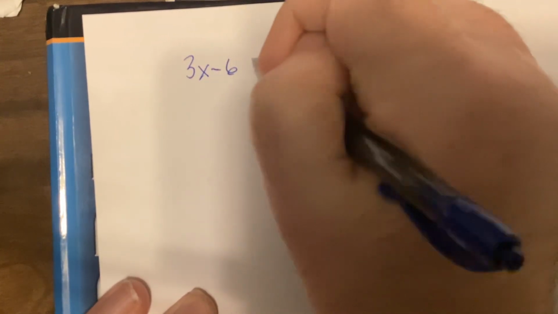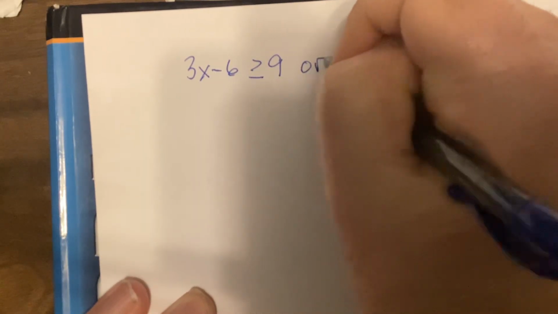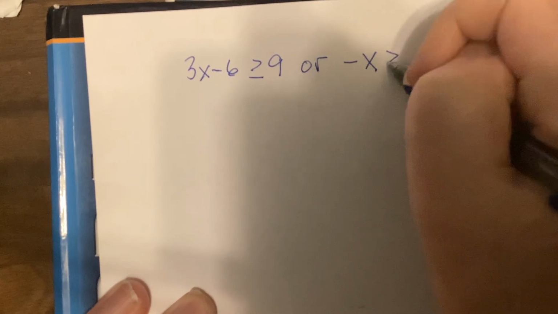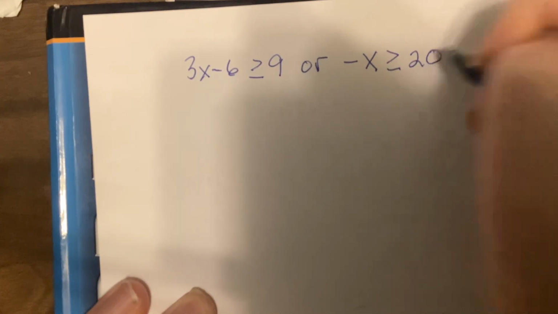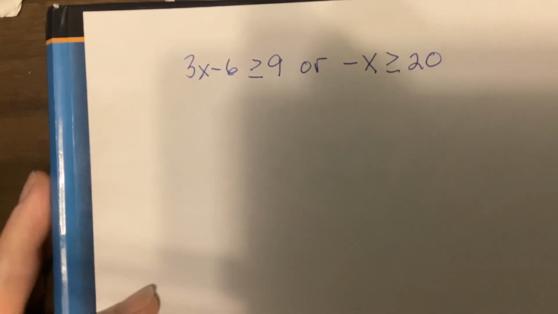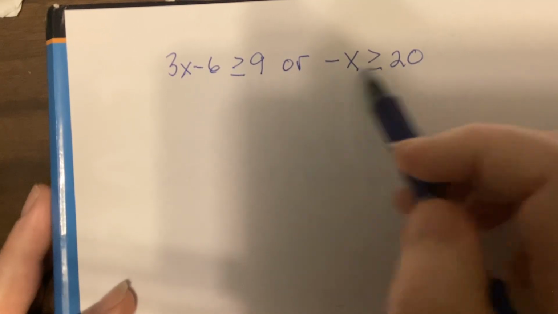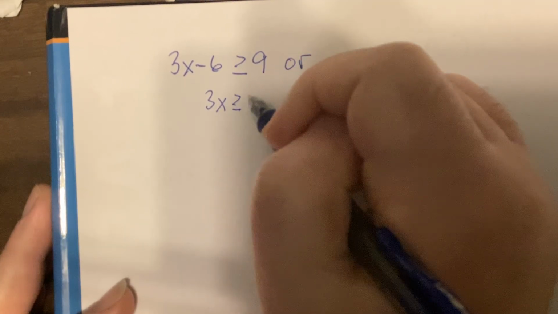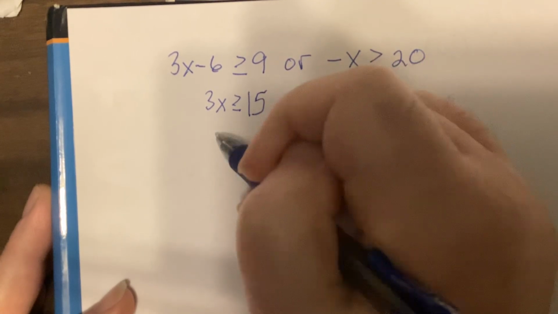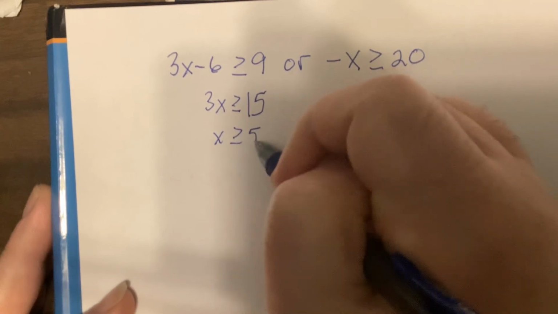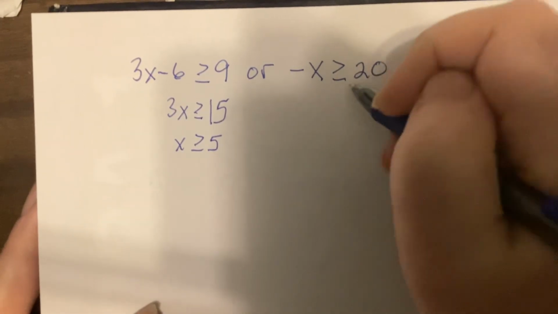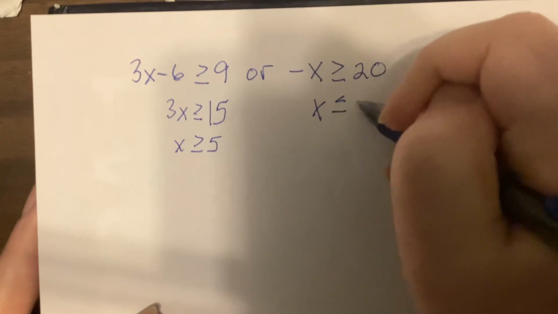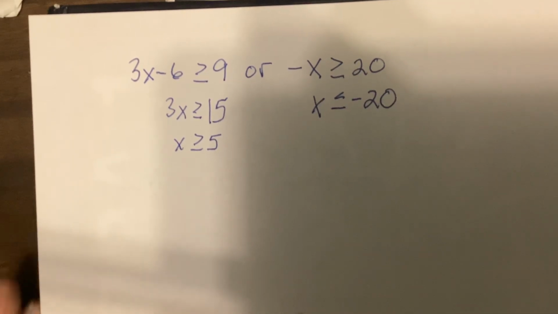So if I want to solve this, 3x minus 6 is greater than or equal to 9, or the opposite of x is greater than or equal to 20. So you solve each part just like we have been. So you would add 6, divide by 3. Here you take the opposite of both sides.